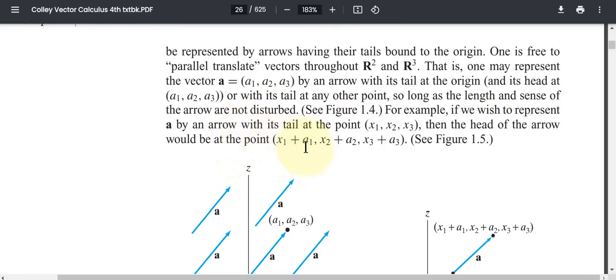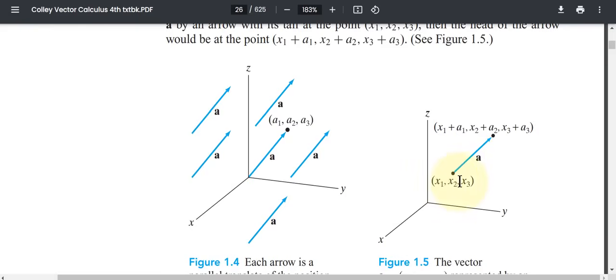We add the A1 to X1, we add the A2 to the X2. So we're starting here, and we want to know where the tip is now. In other words, where's the point going to be? I guess it's going to be here. So if we start here and we add A to it, or we draw A from here, then we end up with the tip being over here.